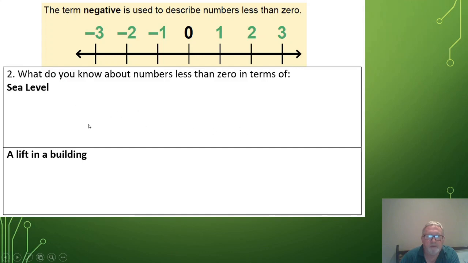Pause for just a moment, jot something down there about your understanding of what sea level is and how that works with negative numbers, and also how the lifts in a building can work with negative numbers. Pause and come back in a couple of minutes when you've jotted down your ideas.